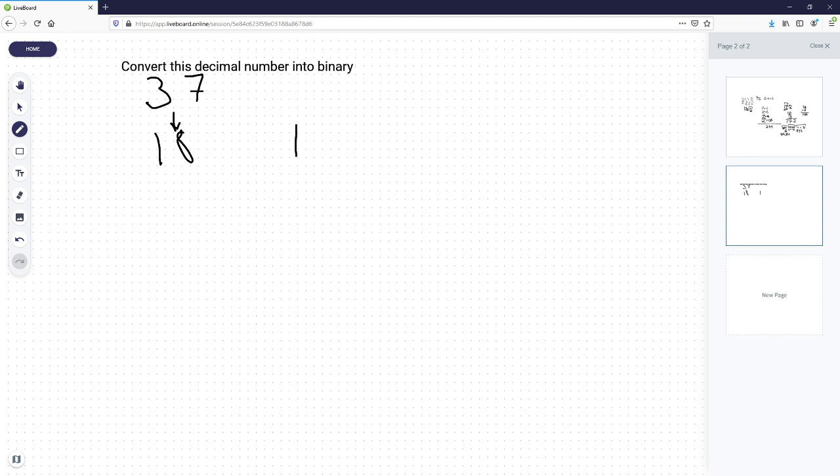Then we see that 18 is even. So in this case, it's an even number, so we're going to put a 0 on the front and divide by 2. We'll get 9. So 9 is odd, so we'll put a 1 in there. And we'll divide by 2 again. Now, 9 divided by 2 is 4. And so when you do this, you'll get another 0.